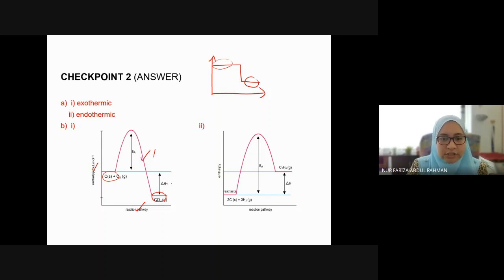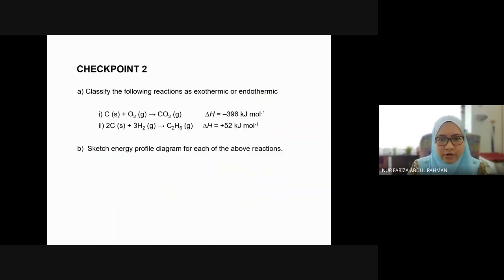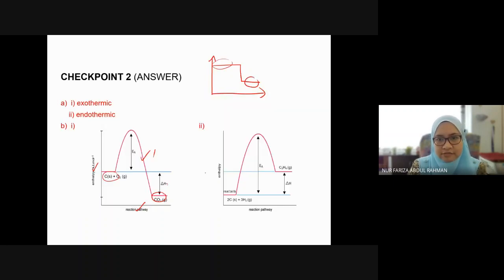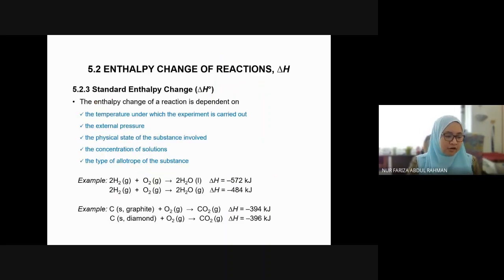And then usually we have to specify. It is already given here, so negative 396, negative 396 kilojoule per mole. Alright, if you get all of this correct, that means you get full marks for this question. And this is for endothermic. So write the reactant and also the product and label the EA and the delta H. Right? Okay, moving on.